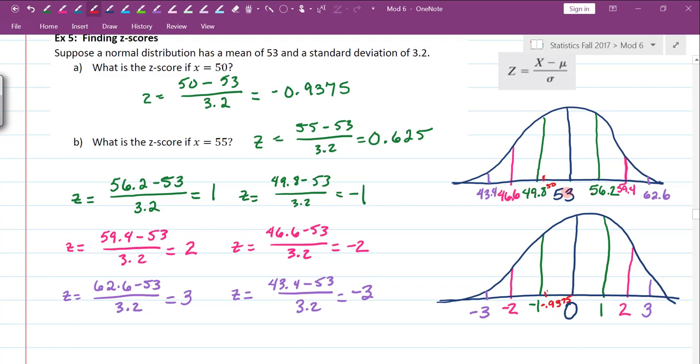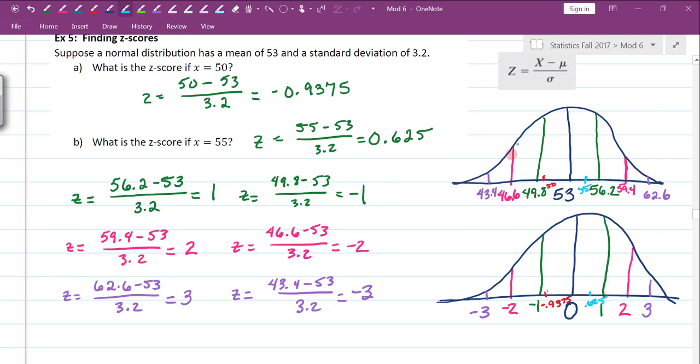And what I'm doing is I'm taking these values right here and I'm standardizing them and showing where they fall on the standard normal curve. Now let's look at the next value, which was 55. Well, where's 55 on here? 55 is right around in there, okay? When we calculated our z, it came out to be 0.625. So a little bit more than halfway through, 0.625. Do you see the correspondence here?